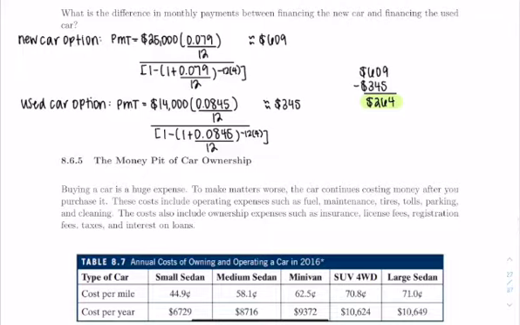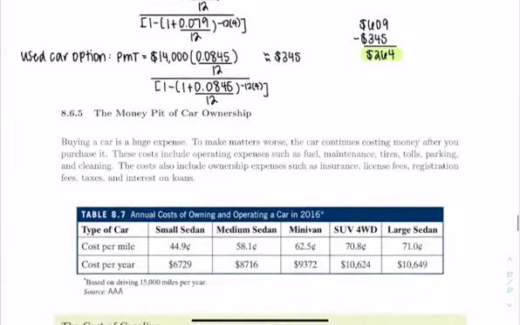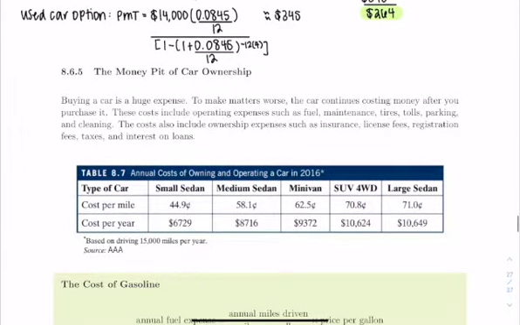Now, buying a car is a huge expense, but to make matters worse, the car continues costing money after you purchase it. These costs include operating expenses such as fuel, maintenance, tires, tolls, parking, and cleaning. The costs also include ownership expenses such as insurance, license fees, registration fees, taxes, and interest on loans.